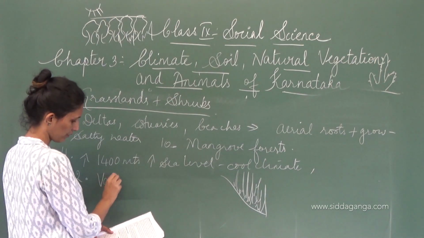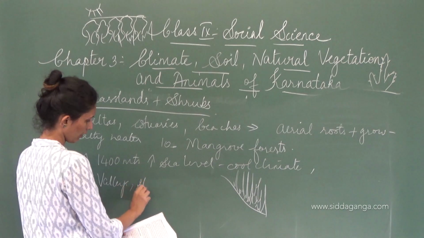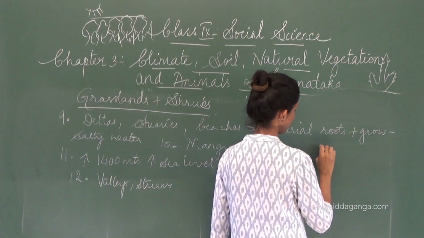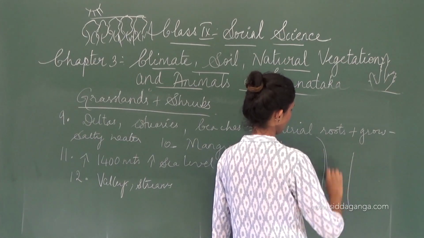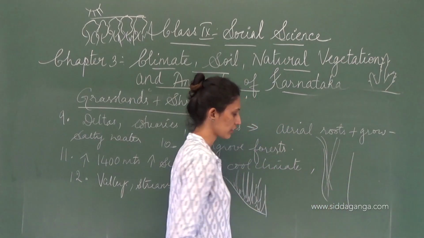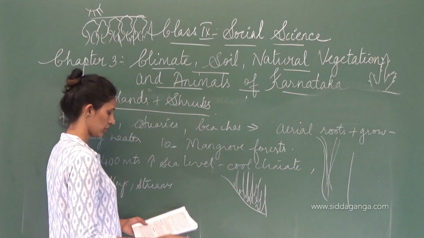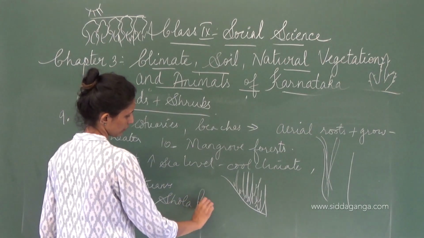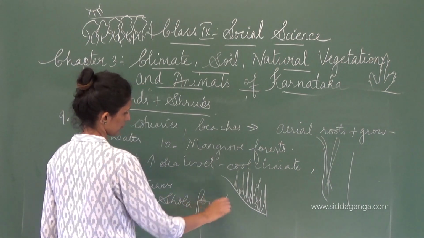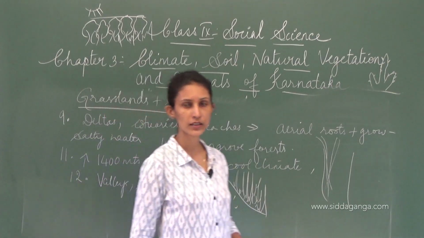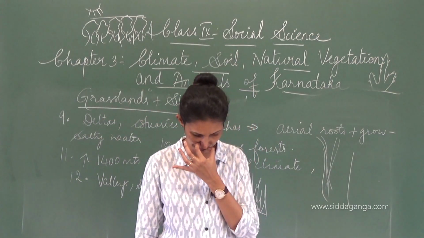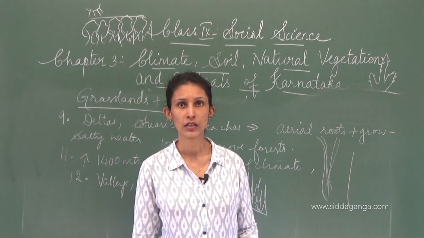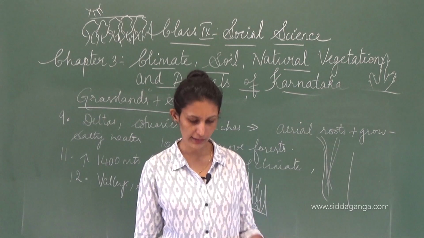They have valleys with streams, water that is coming over here, valleys with streams, and that is why they are termed as Shola forest. Now this is how you have to divide.